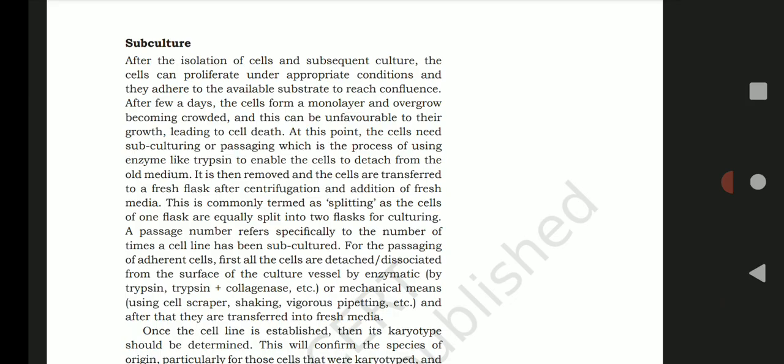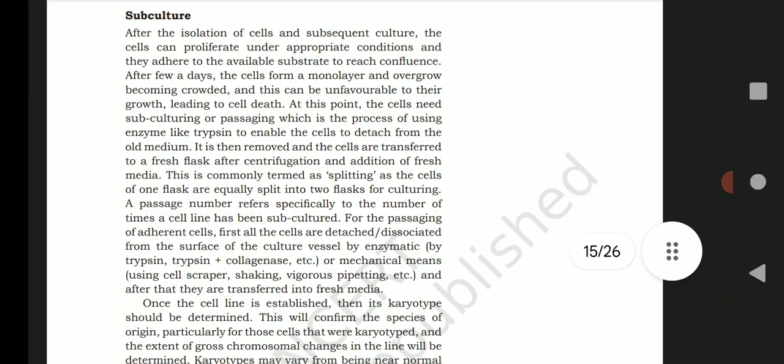So how do we identify whether the cells are in a normal, live condition or not, which is proper or not? The cells are then removed. At this point the cells have to be removed by the subculturing process or passaging, in which trypsin is utilized to detach the cells from the old medium. When these cells are transferred to a fresh flask after centrifugation, fresh media is added and again the splitting of the cells takes place for the culture purpose.